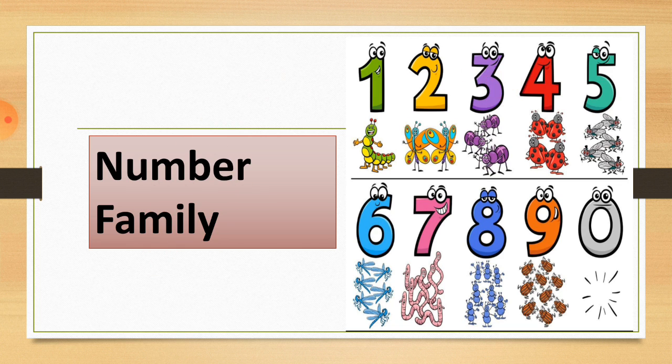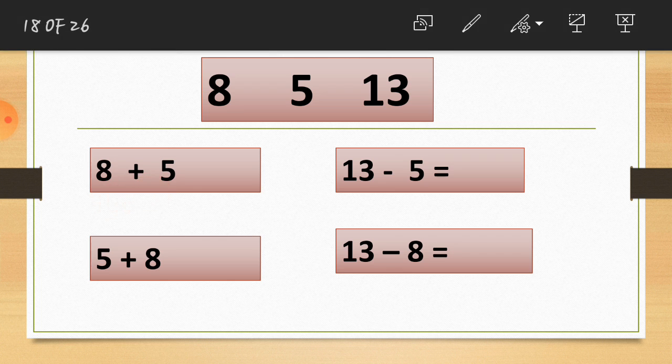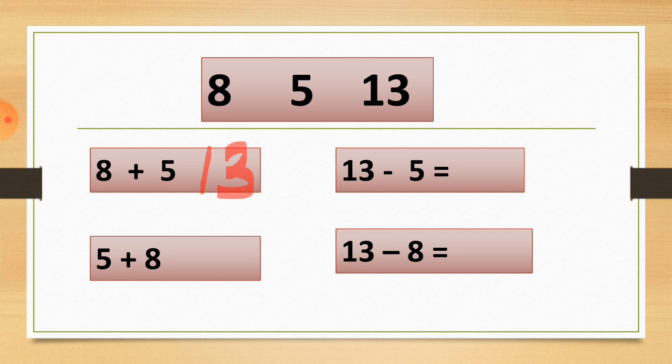So let's see how to connect a number family with addition and subtraction. Let's see the example, students. Here you can see three numbers. These three numbers are a family: 8, 5 and 13. So I write these numbers first. Here first I do addition: 8 plus 5. So how much is it together? 8 plus 5 is equal to 13. You can count in your book also, students.